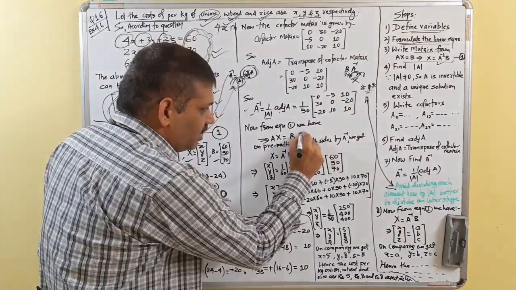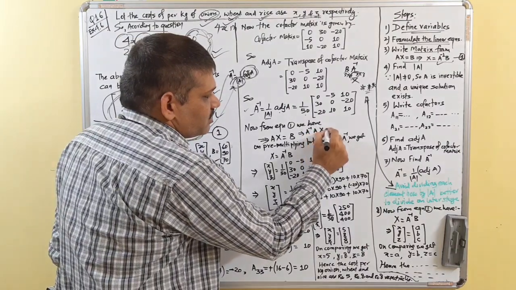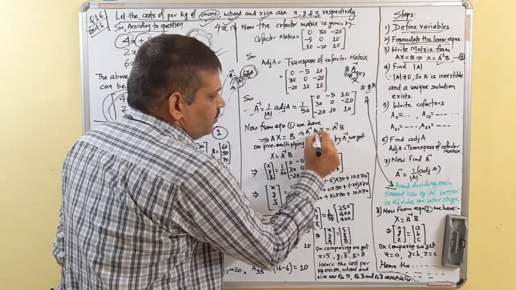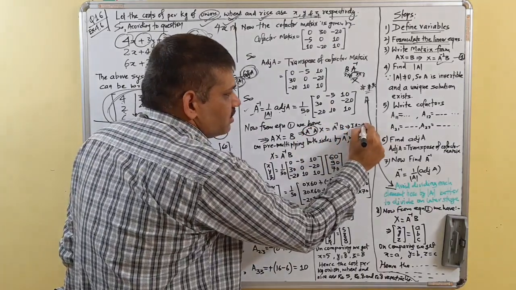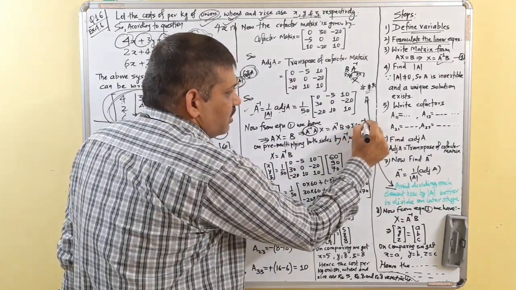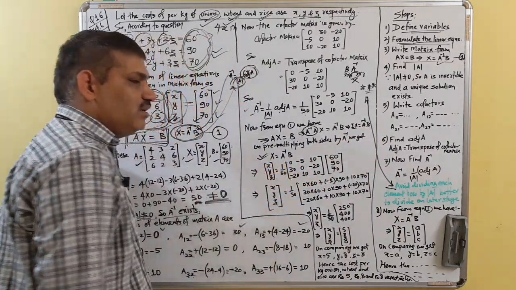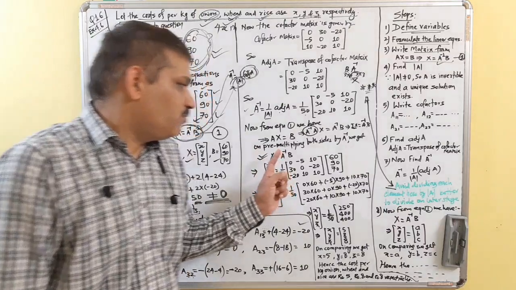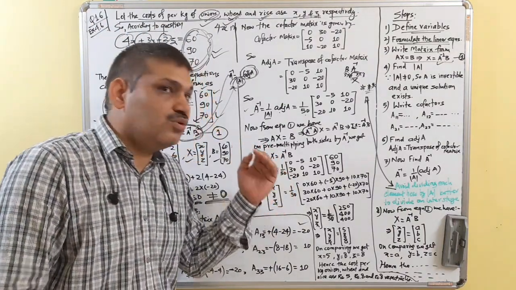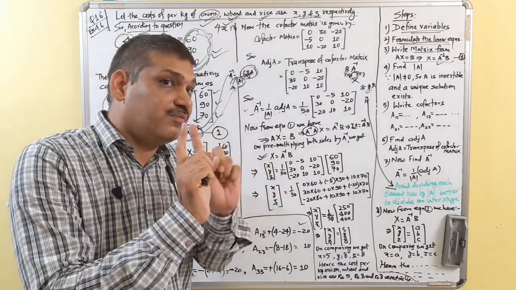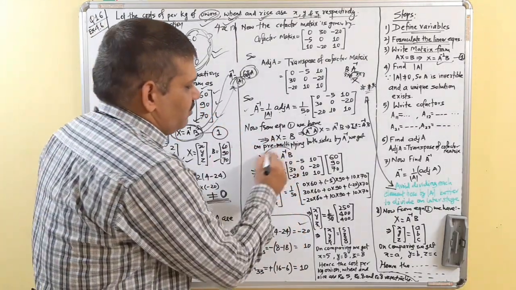Actually we are to pre-multiply both the sides, so this will give A inverse into Ax is equal to A inverse into B. A inverse A is I, so Ix is equal to A inverse B, that is I into X is X, X is equal to A inverse B. So please mind it, do not make any mistake, this must be written as X is equal to A inverse into B, not B into A inverse.